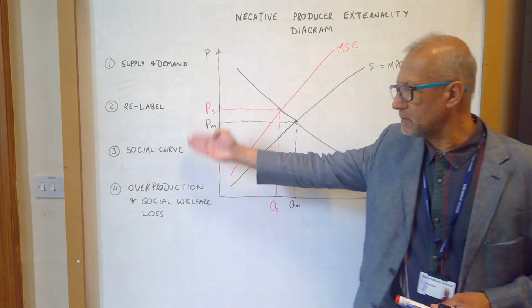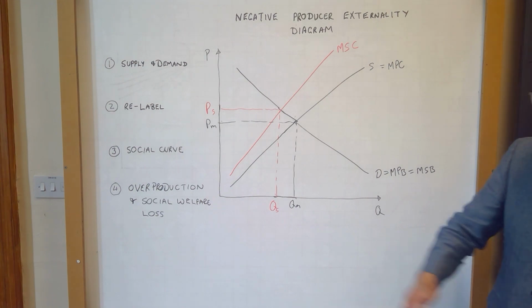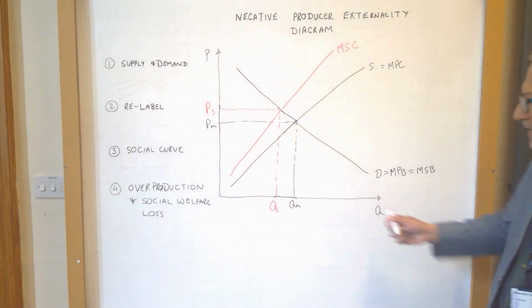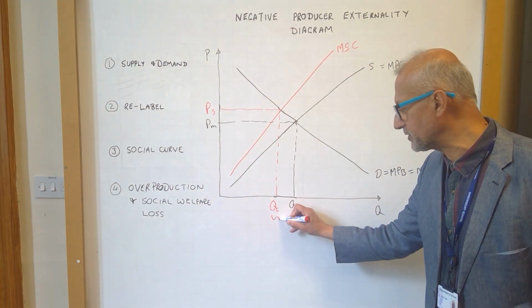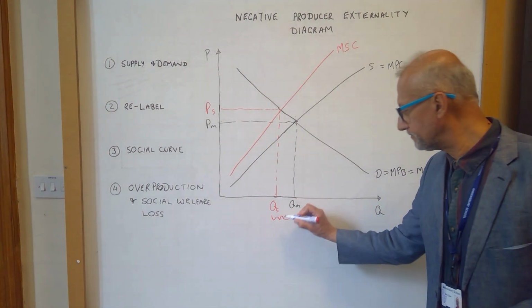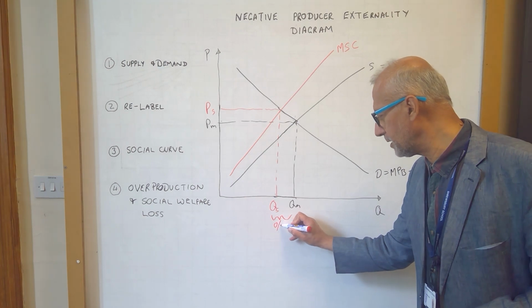Okay, stage 3 done. Stage 4, that's how much the market wants to produce, that's how much society wants to produce, therefore the overproduction is that. Overproduction.